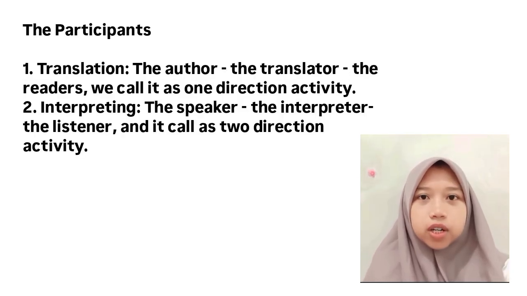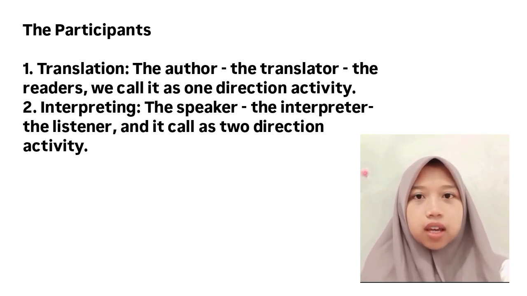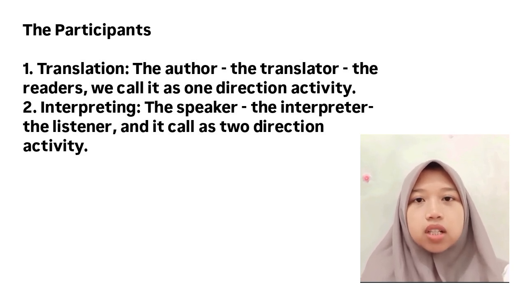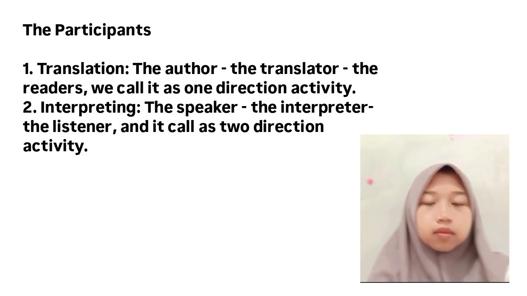The last is the participant. In translation, there are the author, the translator, and the reader, and we call it a one-direction activity. Meanwhile, in interpreting there are the speaker, the interpreter, and the listener, and it is called a two-direction activity.